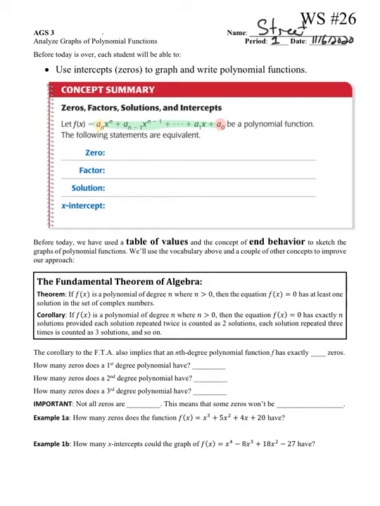But we're just going to start with listing things like we said, zeros. We've talked about zeros, factors, and solutions, and x-intercepts. The best way to say it is, if we use some variable like k, k is a zero of the polynomial function f. And then factor, remember we talked about x minus k is a factor of the polynomial f of x.